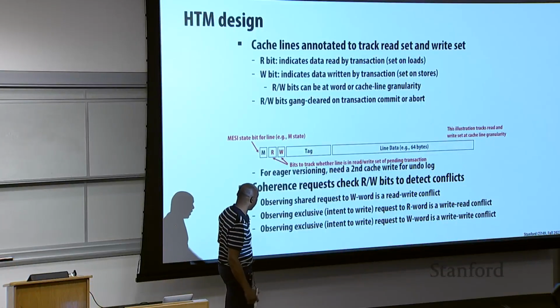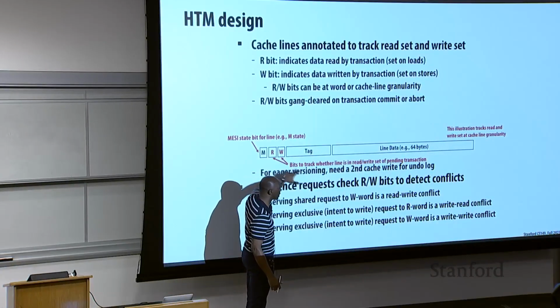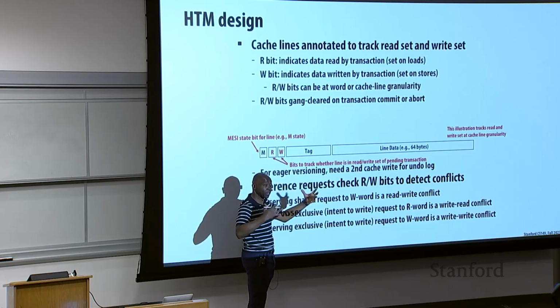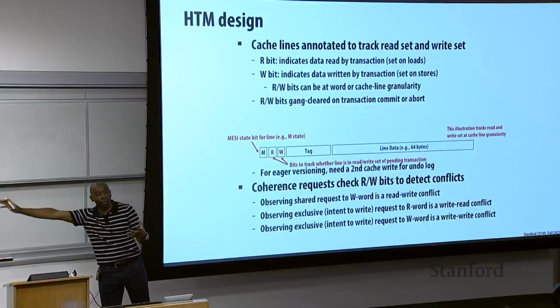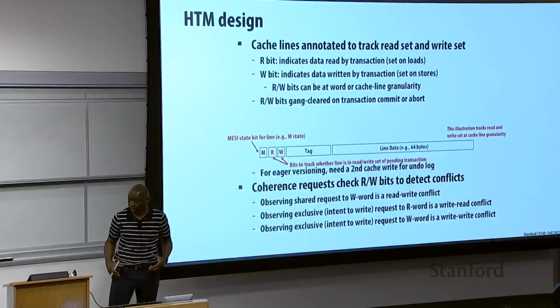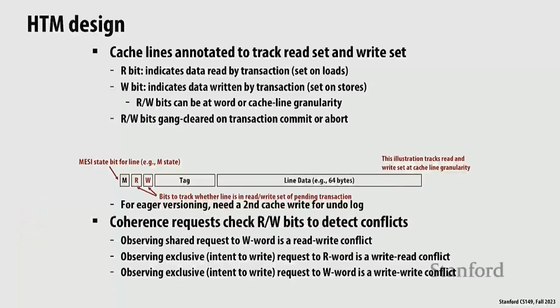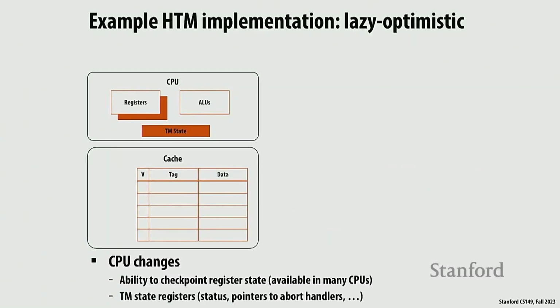Another example would be the W bit set, and you see an exclusive request. That's a write-write conflict. I've already written this cache line, and the other processor also wants to write it, and we're currently both inside a transaction, so something has to be done to make sure that we deal with that conflict. All right, so with that in mind, let's look at an example.